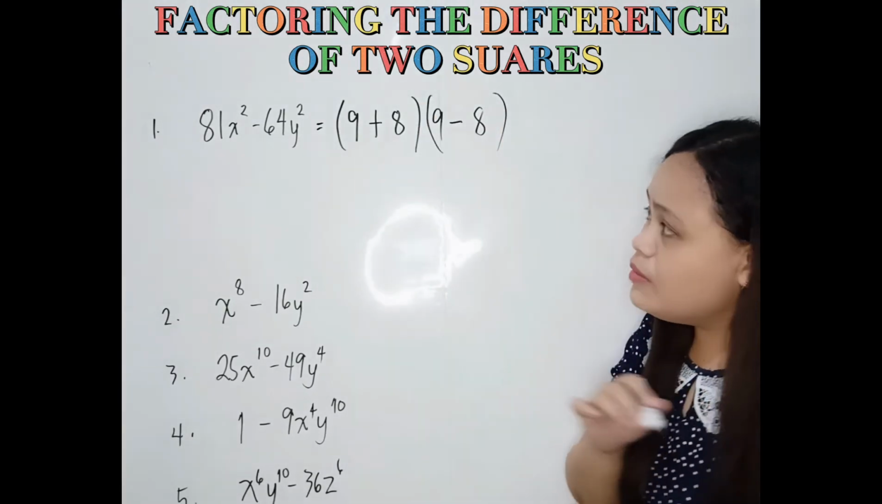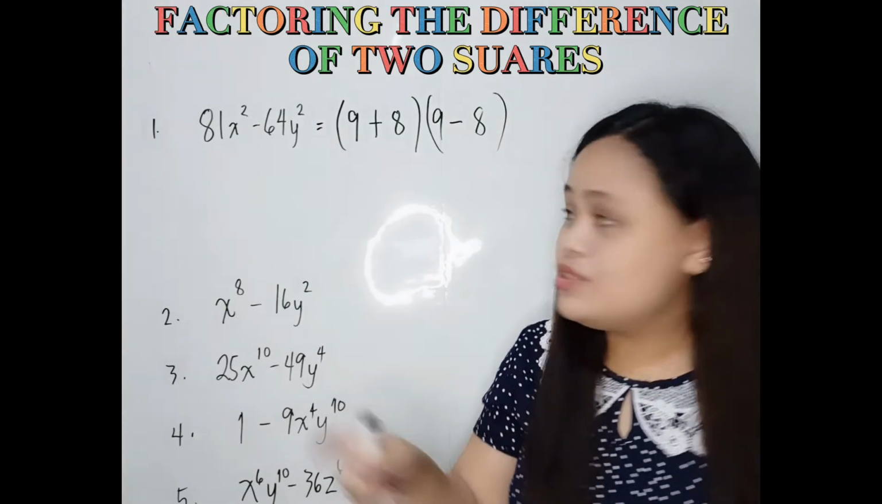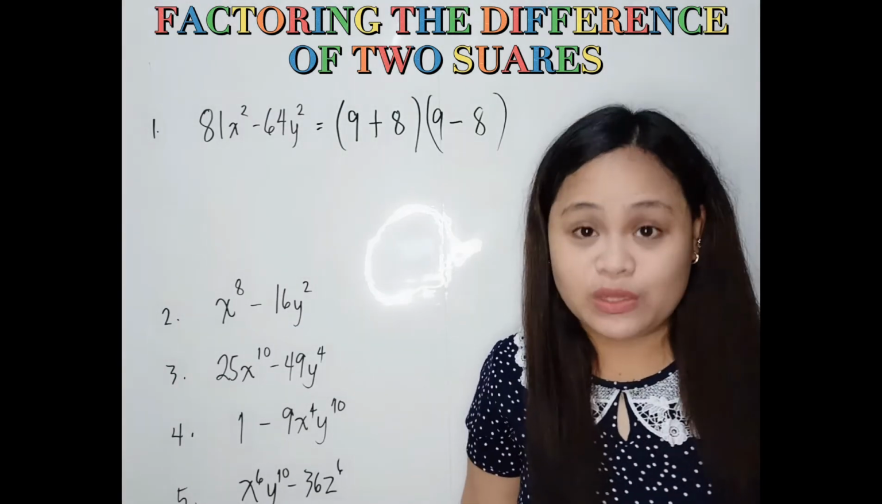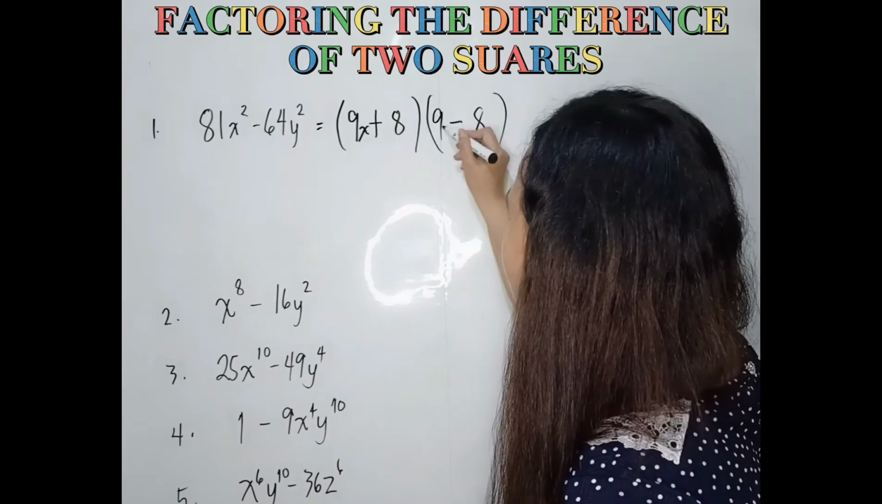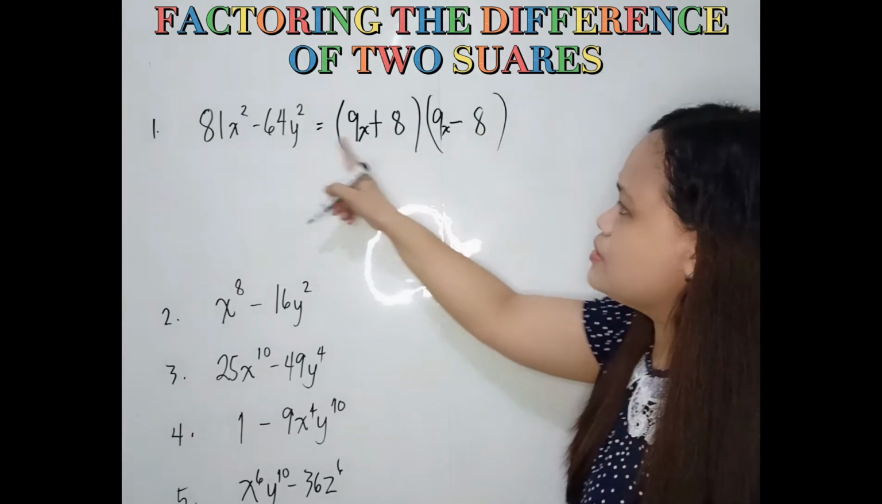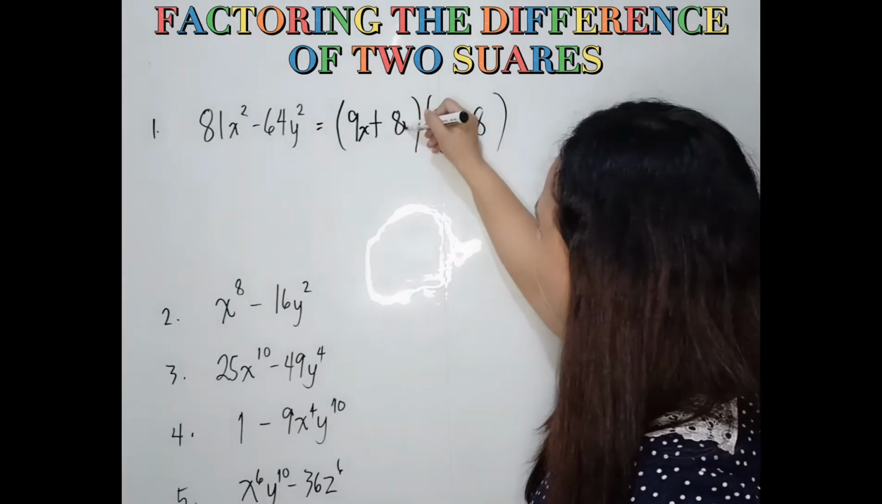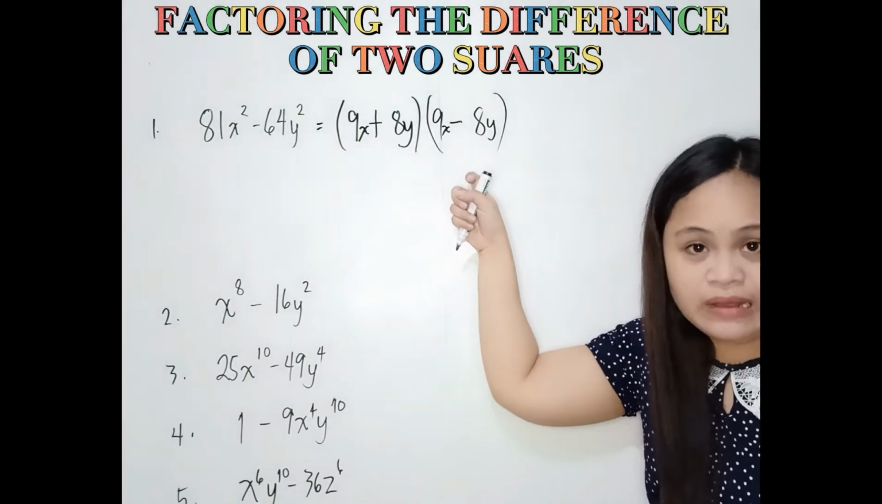Okay? So, ma'am, what about the variables? So, you need to break down the exponent. So, x to the power of 2, hatiin lang natin siya. Or simply divide it by 2. So, magiging x lang dito, tapos x dito. Anyway, when you multiply x times x, it will give you x to the power of 2, di ba? Ganun din sa y. So, we have y and y. Ito na agad yung factored form niya.